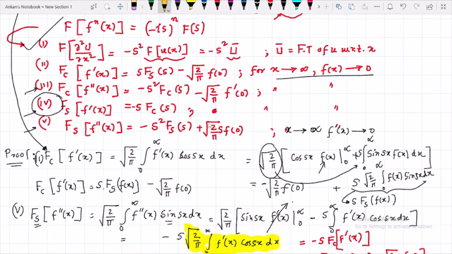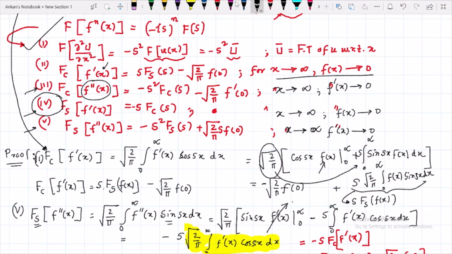Now the rest of the formulas you can derive on your own. One thing I also want to mention: while you are finding the second order derivative, the condition is f prime x tends to 0 as x tends to infinity. While you are finding the first order derivative, f(x) tends to 0 as x tends to infinity. Here lies the difference. Okay, let us move on.